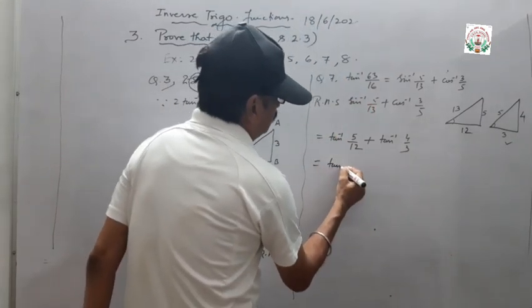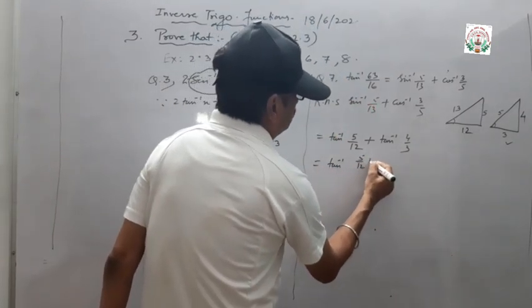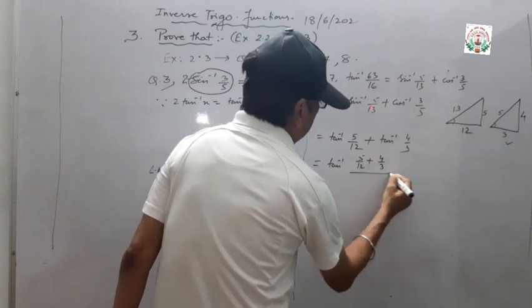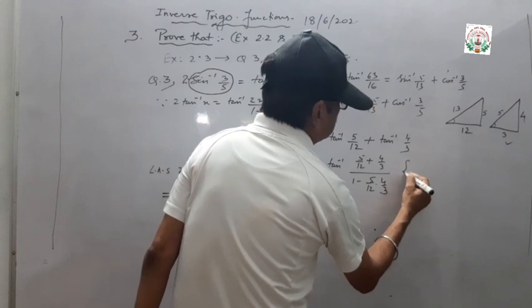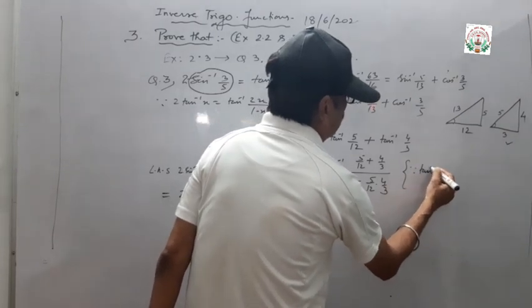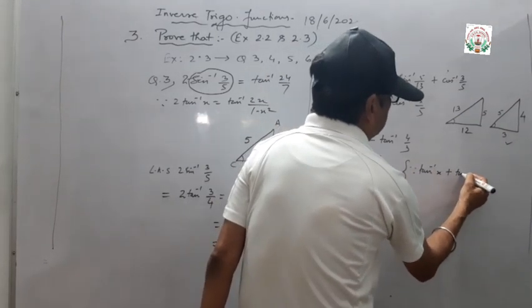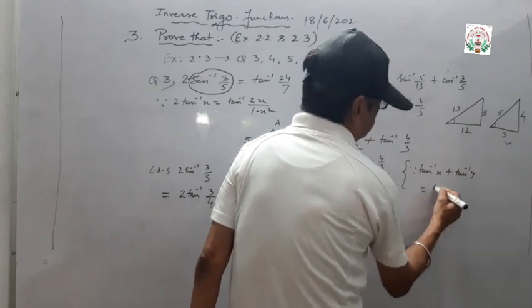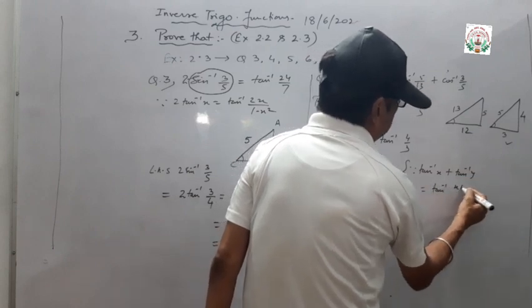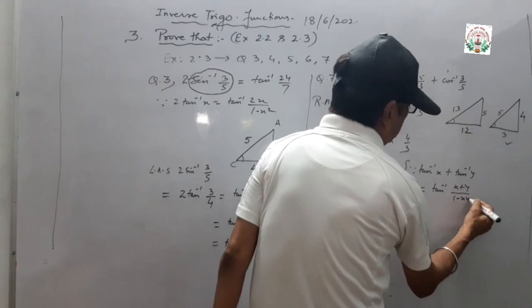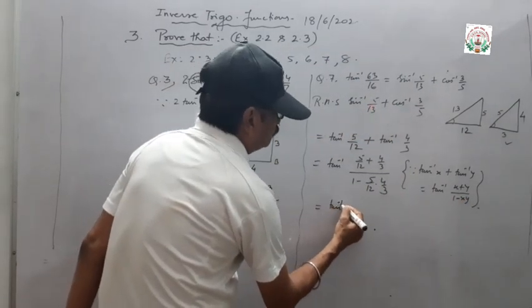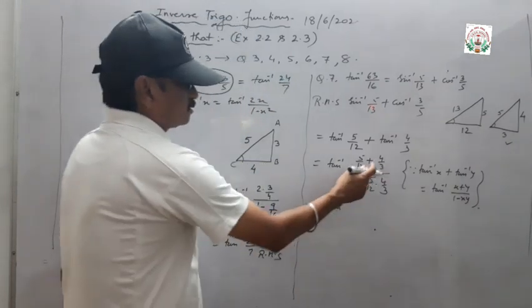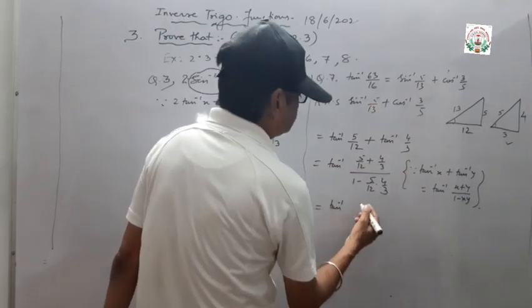tan inverse of 5 by 12 plus 4 by 3 upon 1 minus 5 by 12 into 4 by 3. Since we know the formula tan inverse of x plus tan inverse of y is equals to tan inverse of x plus y upon 1 minus xy. So tan inverse of 12 into this LCM will become 12.